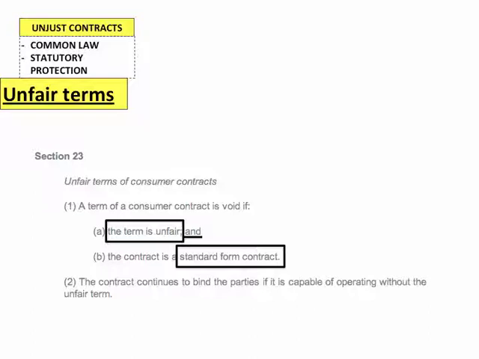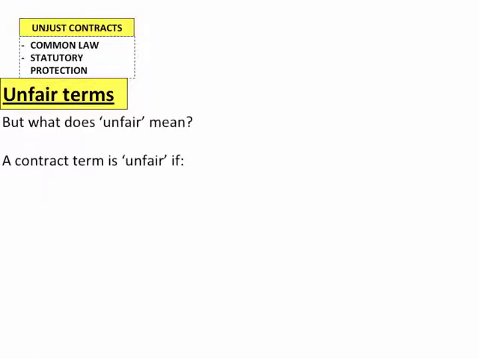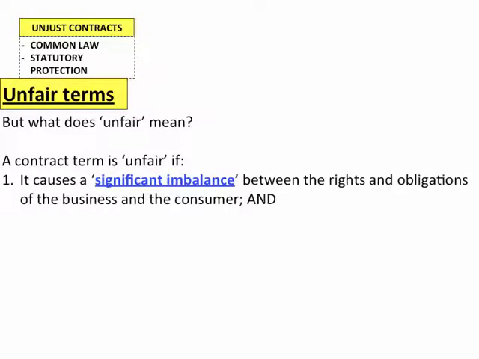Pretty easy to prove that. But how do you prove that a term is unfair? What does unfair mean? Well, under the ACL, it's unfair if it causes a significant imbalance between the rights and obligations of the business and consumer. So usually it'll be the consumer has to do everything and the business is responsible for nothing. That is a significant imbalance.